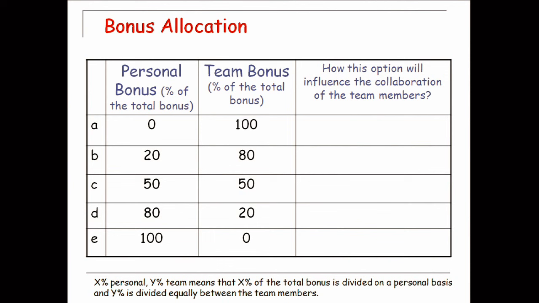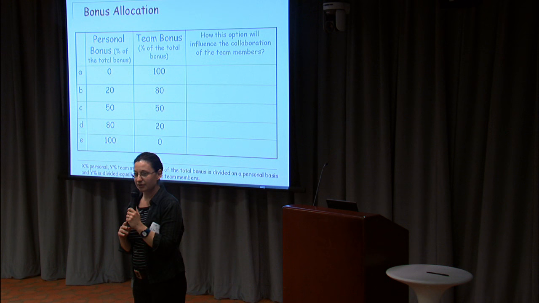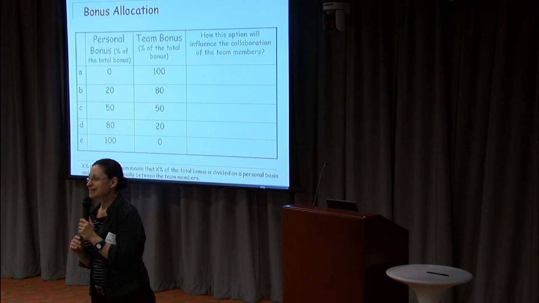The first one means that the total bonus, 100% of the bonus, will be allocated equally among the team members. The second option means that 20% of the bonus will be allocated according to the personal contribution to the project success, and 80% of the bonus will be allocated equally among the team members. We can proceed with all these options, and this means the opposite, that 80% will be allocated according to the personal contribution, and 20% will be allocated equally, etc. And now take 10 seconds, no more, no one needs more, to decide which option you would prefer.